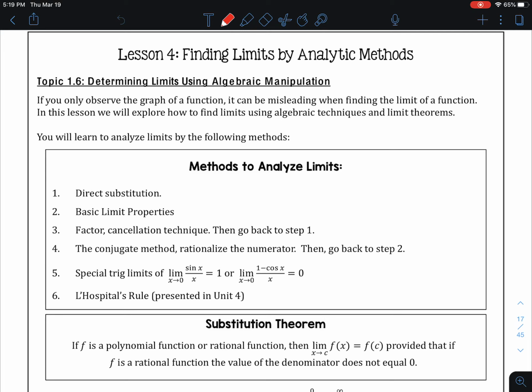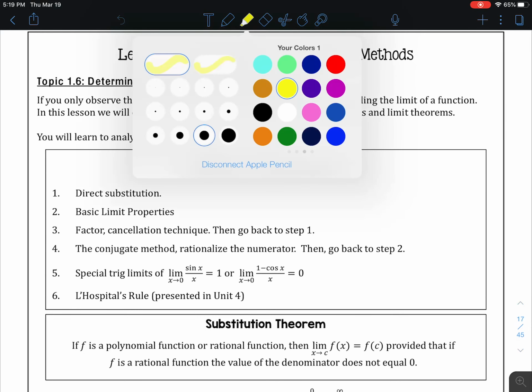Okay, so this topic is 1.6, determining limits using algebraic manipulation. Thus far, we've figured out limits from a graph and from a table. And so now there's got to be an easier way. And some of you have identified how to do that.